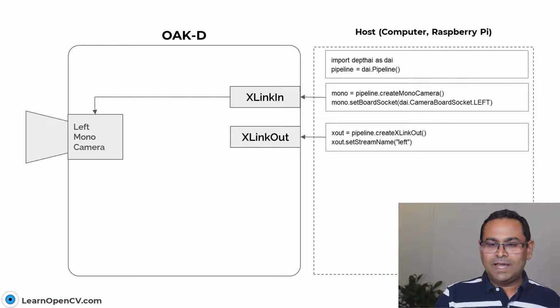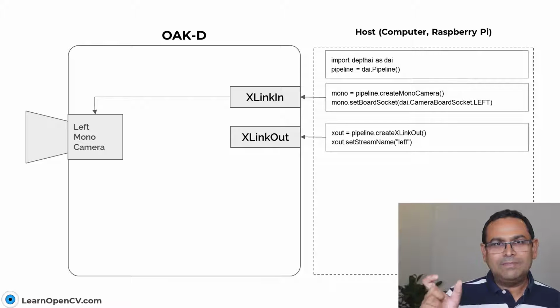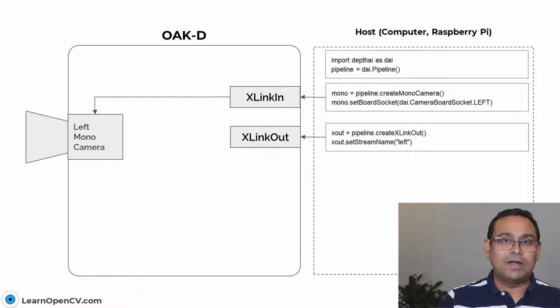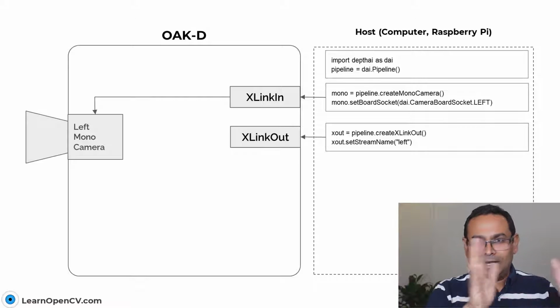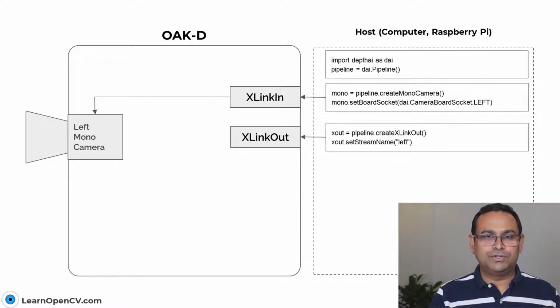So next we create an X-Link out using pipeline.create X-Link out. And then we name this output because there could be several outputs. There could be one output for the left camera, one output for the right camera, for an RGB camera. There could be other outputs also which are part of a neural network output. But let's worry about it later. We have to specify the name of the output stream so that we can use that name to later get the output out. Okay, so that's what this piece of code does.